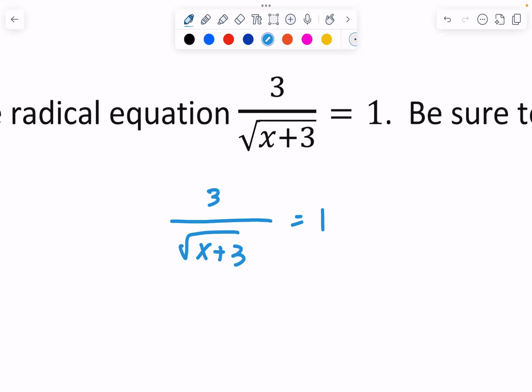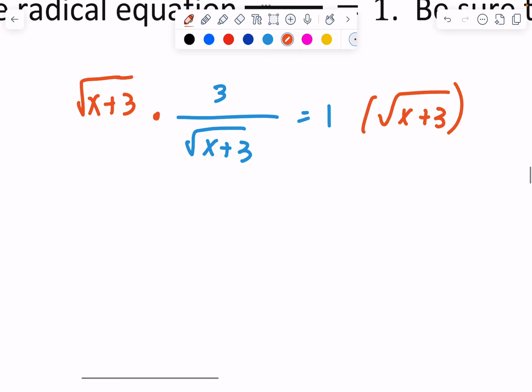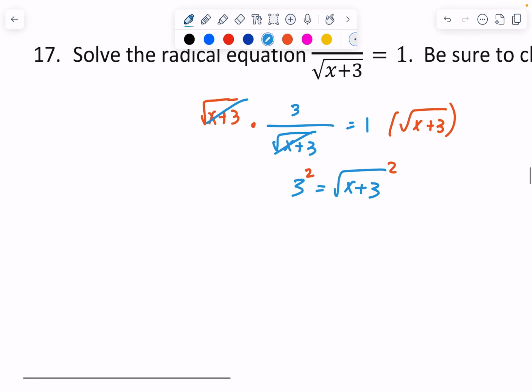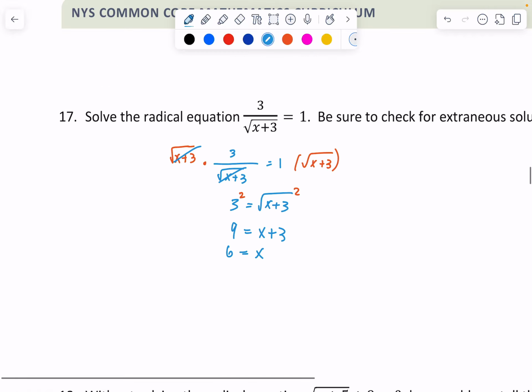So I take the equation and just multiply both sides by root x plus 3. The reason why this is helpful is because these will cancel, so I'm left with 3. And then 1 times root x plus 3 is just x plus 3. And now this is a very similar equation to the previous problems we've done. And you get x equals 6 as your final answer. And if you plug it back into the original, it does check out. So that's your final answer.